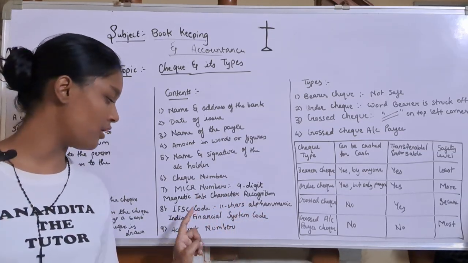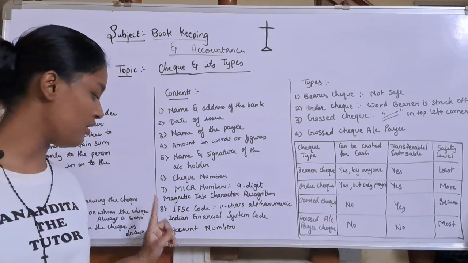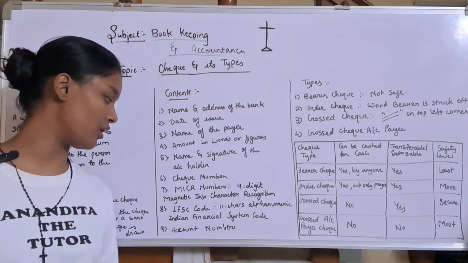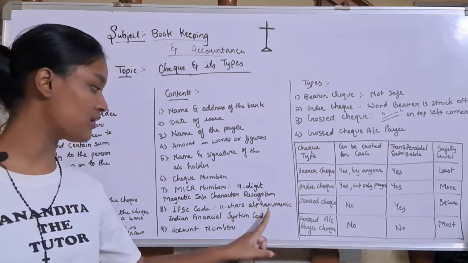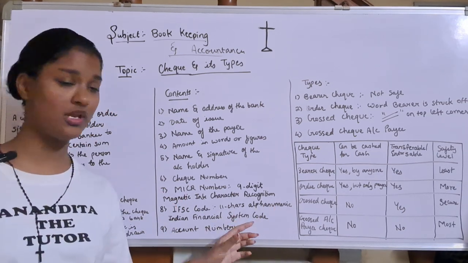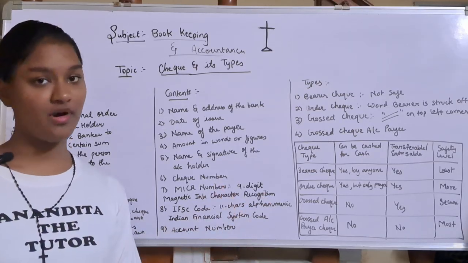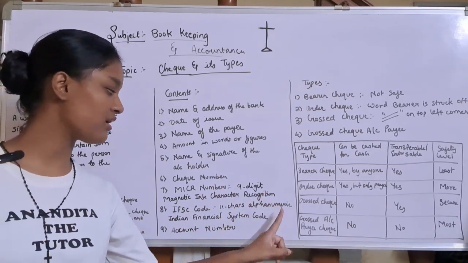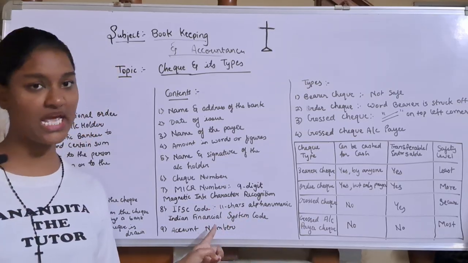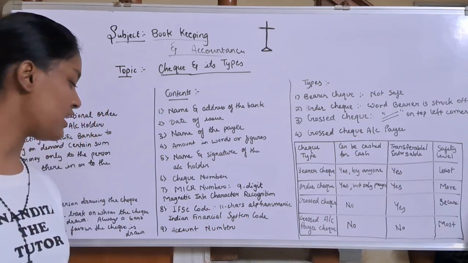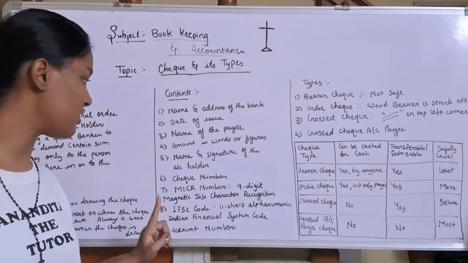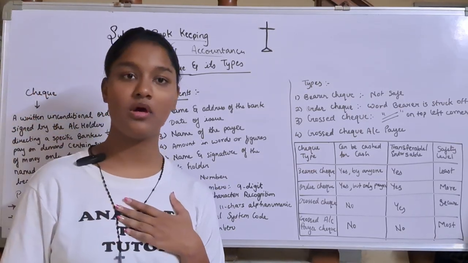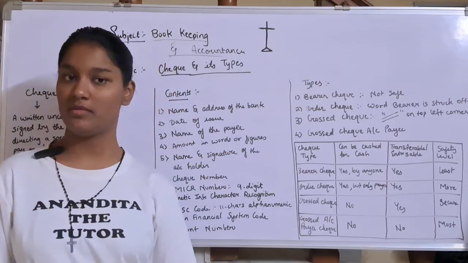Then the IFSC code. Again, it has a full form. The full form is Indian Financial System Code. So the IFSC code is an 11-character alphanumeric number. What is alphanumeric? It is a mix of alphabets, that is ABCD, and numbers. Therefore it is called alphanumeric, and it is 11 characters. And the last content on the check is the account number. Obviously, if I am the account holder, then my account number will be displayed.